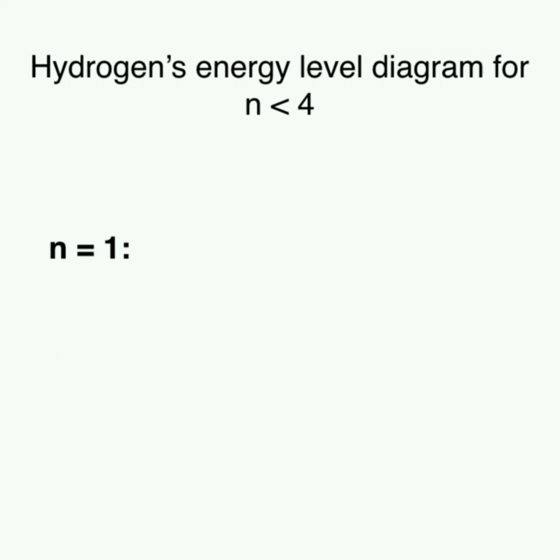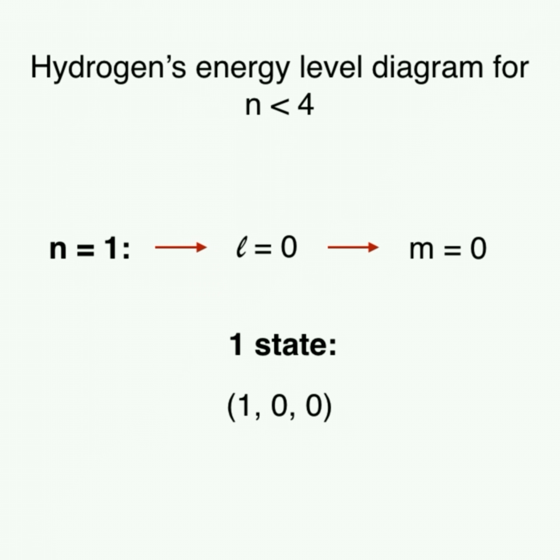If n, our principal quantum number, is equal to 1, then L, our angular quantum number, has only one possible value, 0. This is because L can have values from 0 up to n minus 1. Since n minus 1 in this case is equal to 0, we only have one possible value. Now our third quantum number, m, can only go up to the absolute value of L. So thus, m can also only be equal to 0. Overall, we have one state with n equaling 1. This state is described by the numbers 1, 0, 0.